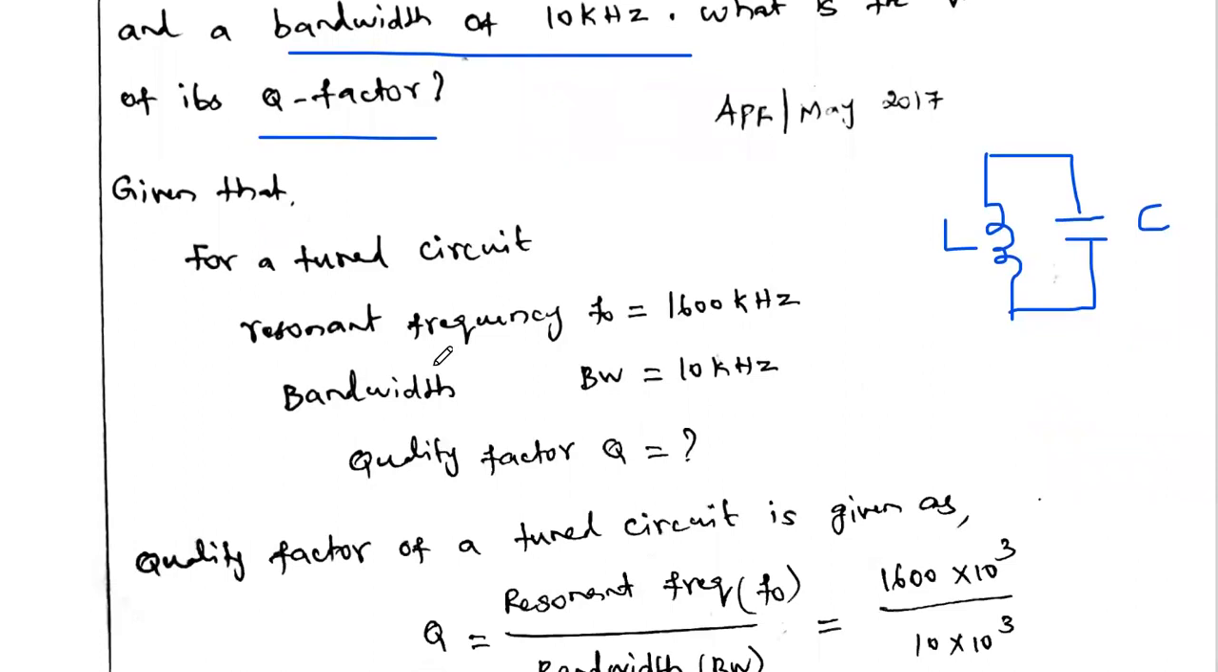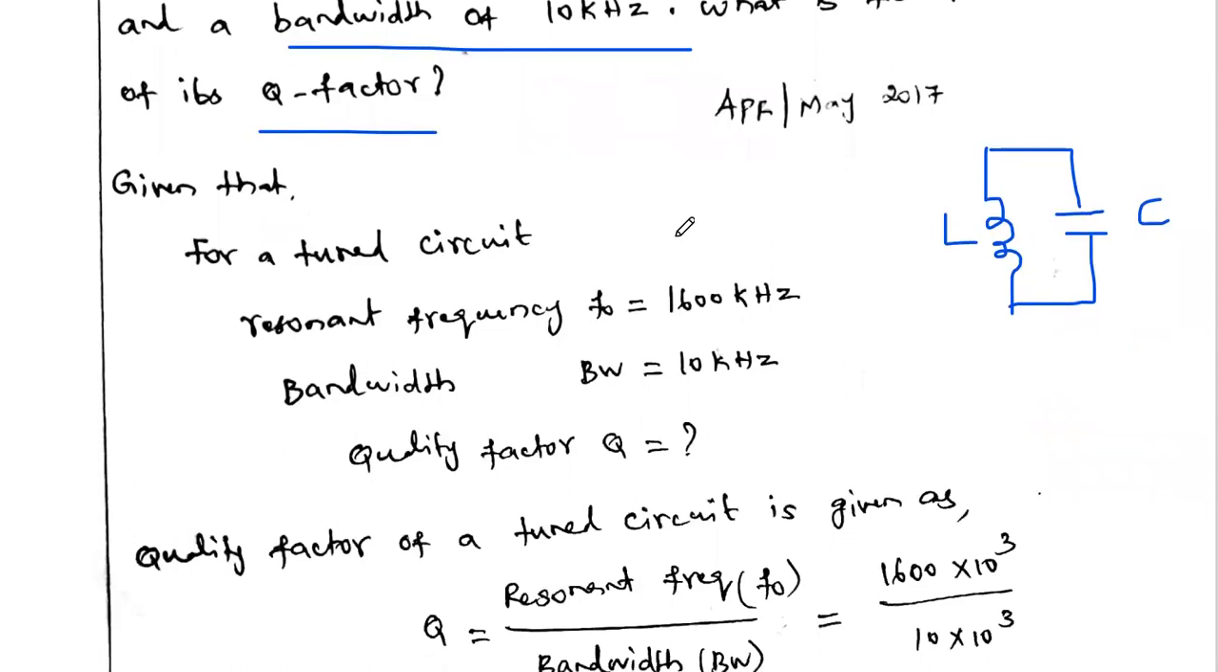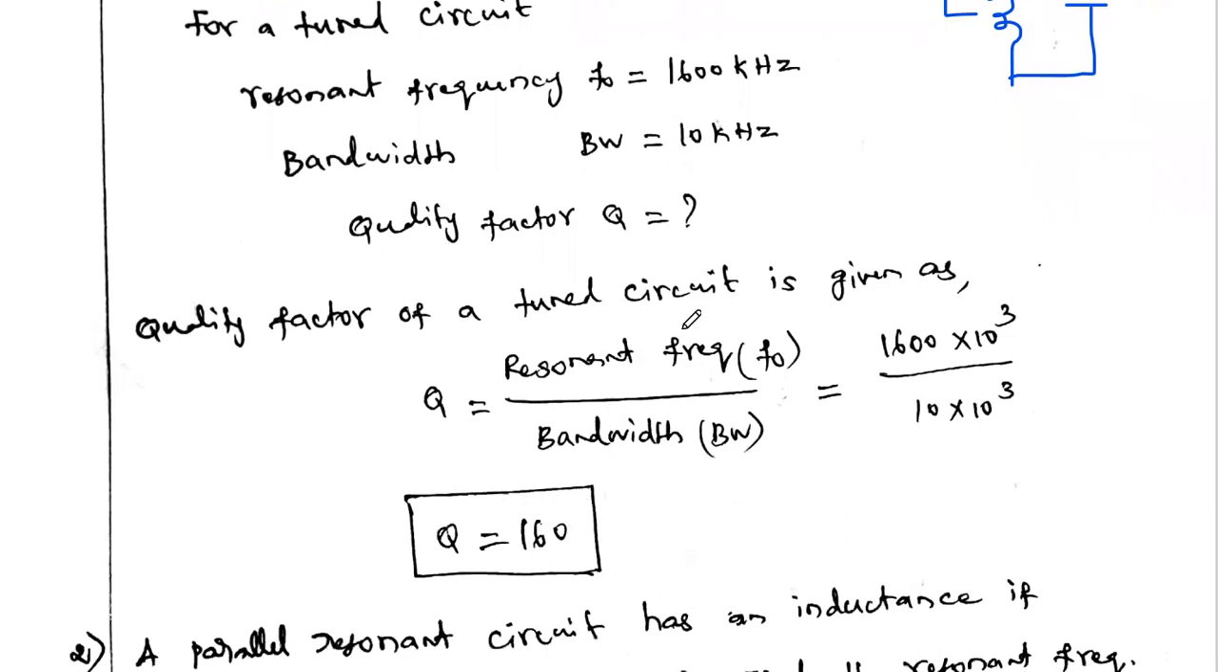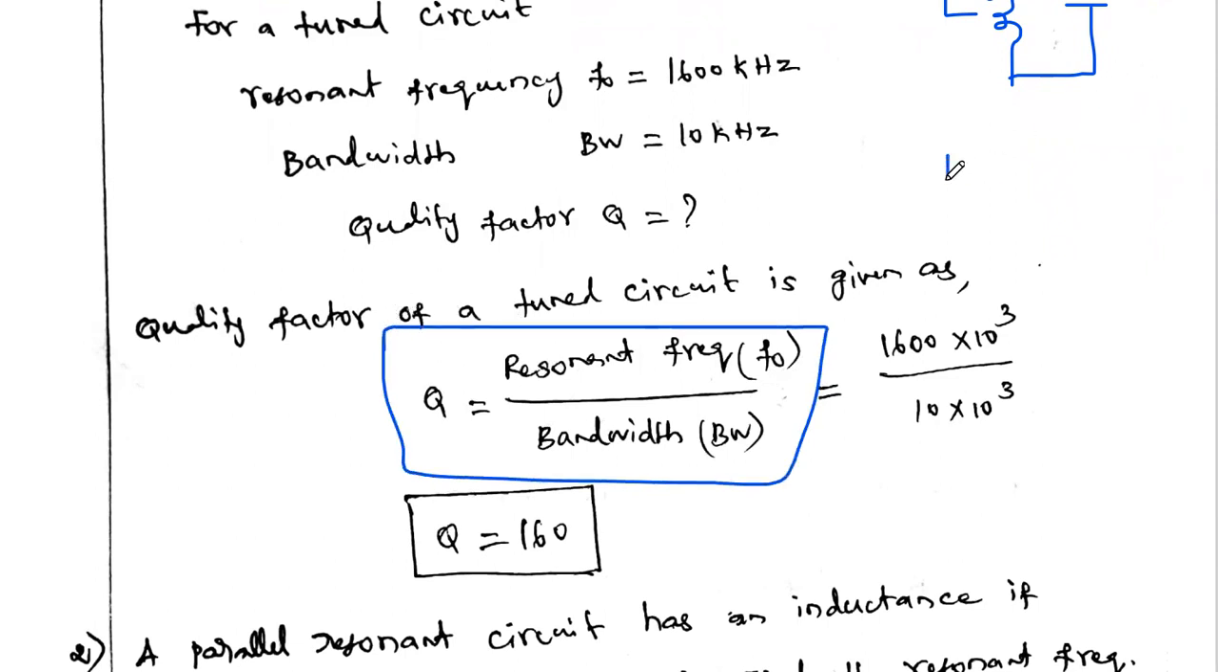You already know the relation between the resonant frequency, quality factor and bandwidth. The relation is that the quality factor Q equals the resonant frequency divided by the bandwidth. This came from the formula bandwidth BW equals resonant frequency divided by the quality factor. Rearranging, the quality factor Q equals f naught divided by bandwidth.